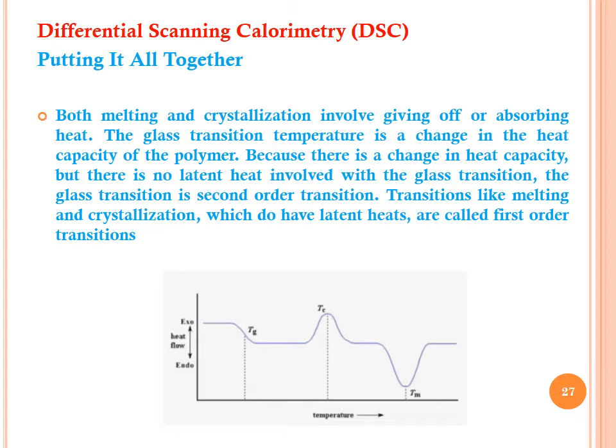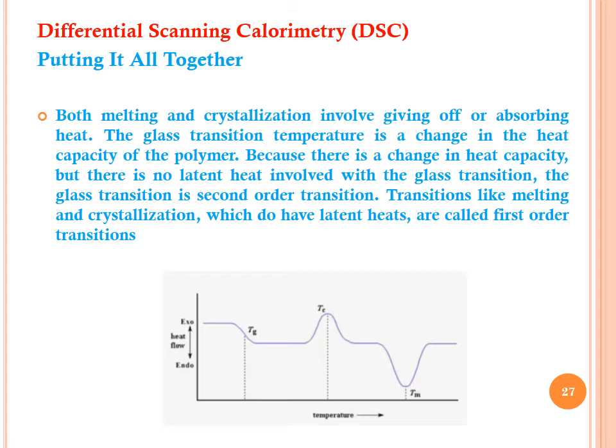Now, putting together all the properties, both melting and crystallization involve giving off or absorbing heat. The glass transition temperature is a change in heat capacity of the polymer, because there is a change in heat capacity and there is no latent heat involved with the glass transition. The glass transition is a second order transition. Transitions like melting and crystallization, which do have latent heat, are called first order transitions. In first order transitions the system either absorbs or releases a fixed amount of energy per volume.